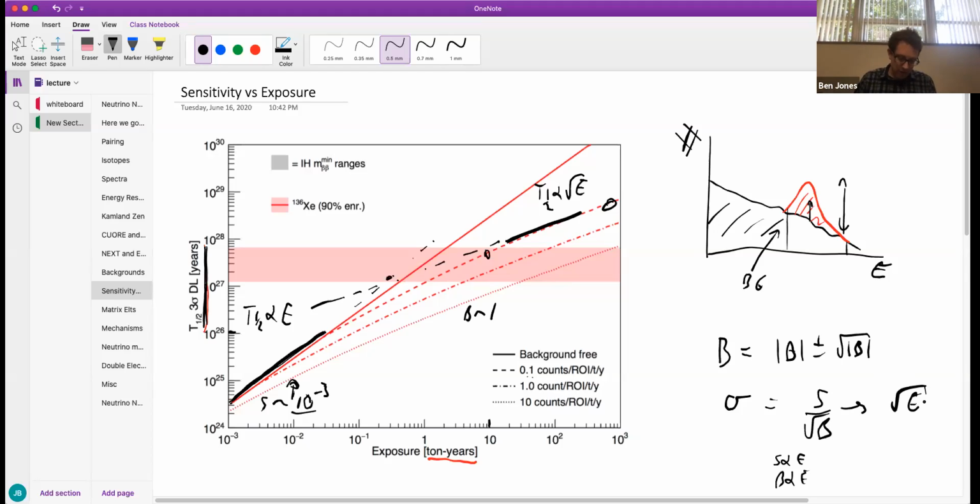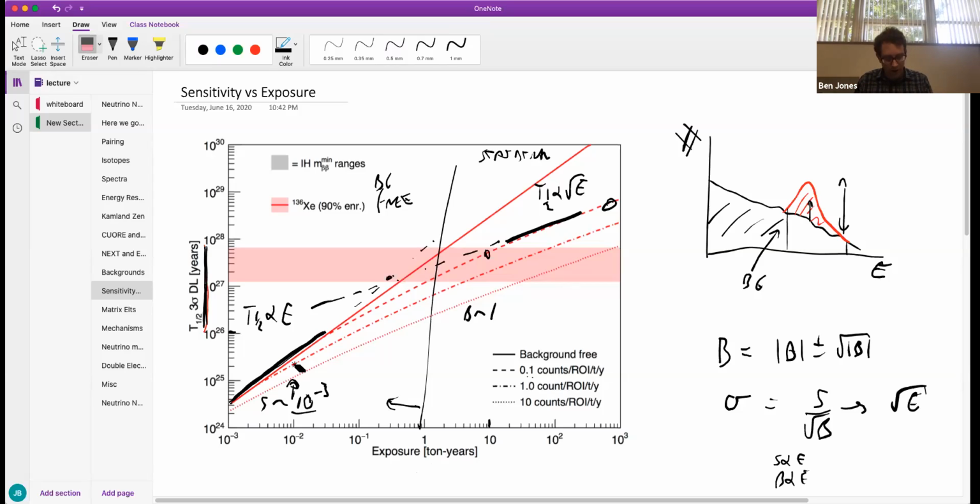And so it's this transition from the background free region on this side to the statistical region on this side that causes the break in this power law. And the more background you have, the further left the break occurs. Okay, so this is pretty important actually, and this is a key way of understanding sensitivities of experiments looking for rare processes, because there's a really big difference between your sensitivity growing like time and your sensitivity growing like square root time. Okay, if you're growing like square root time, it's actually very challenging to make major steps forward.